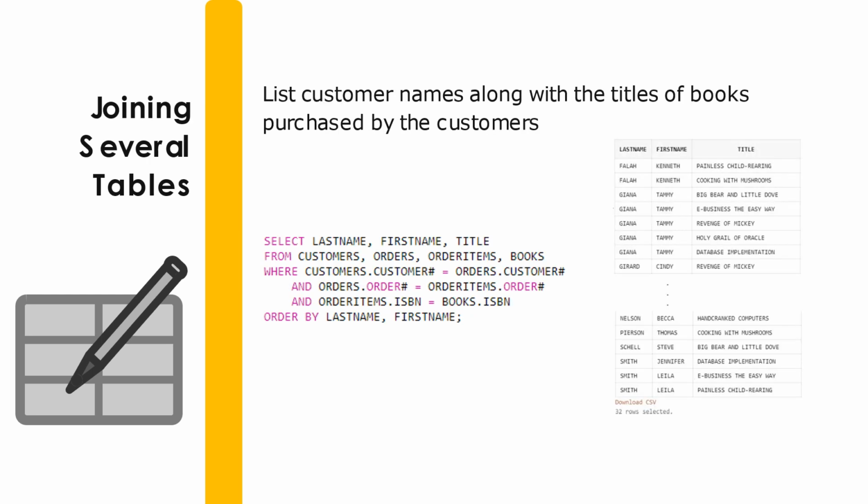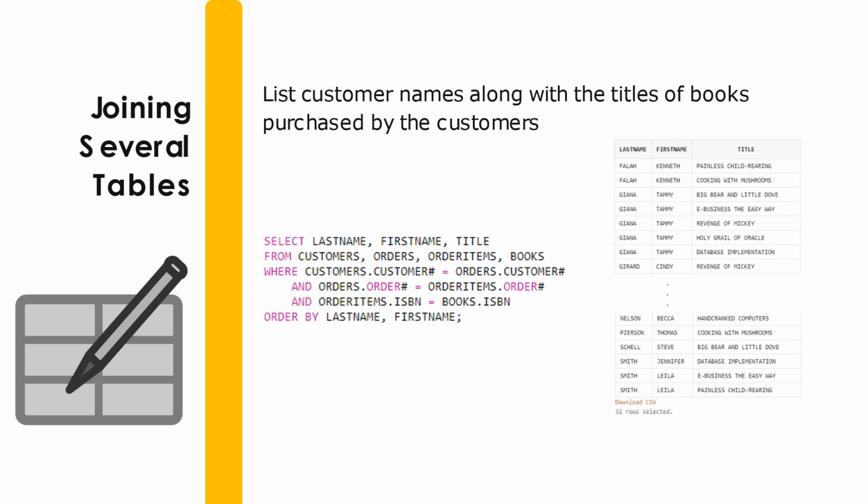We can also join several tables in Oracle SQL. For example, we would like to list the customer names along with the titles of books purchased by those customers. Take note that the customers' names appear in the customers table, while the titles of the books appear in the books table. The orders of the customers, however, appear in the orders table, and since we have a many-to-many relationship between the orders and the books, we have the order items.